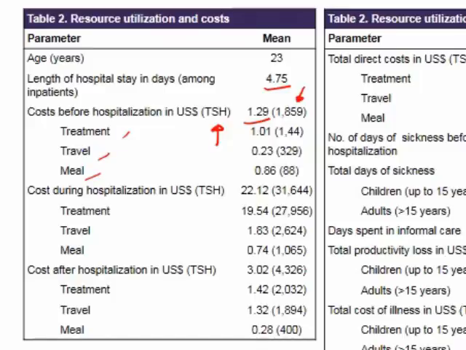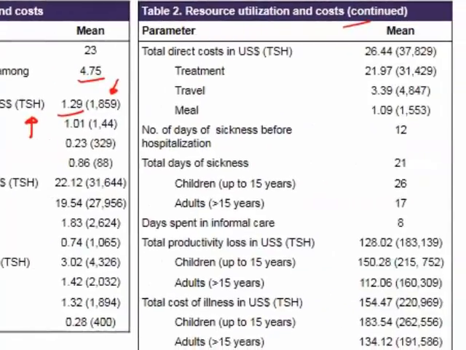And then this is before hospitalization. Then they had during hospitalization, treatment, travel, and food. Same thing after hospitalization, treatment, travel, and food. And then for total direct costs, they had treatment, travel, and food again. And then number of days of sickness before hospitalization, they had 12 days. This is a resource use estimate. And then total days of sickness, they had 21 on average, but more for children than adults.